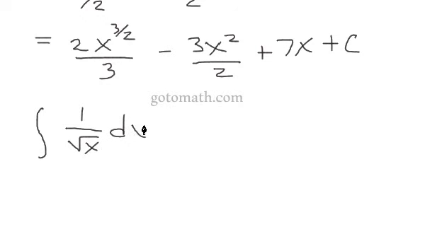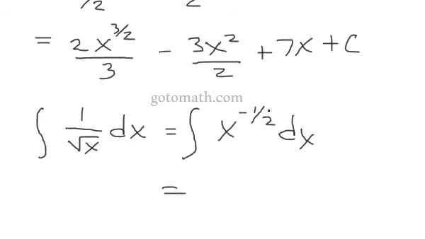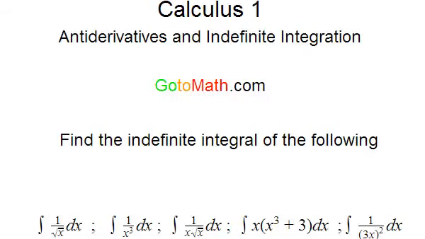Okay, what about this one? Well, a lot of times we have to rewrite it, and so this becomes x to the negative a half dx, and then we go from there, right? Adding 1 to the exponent and so forth. I'll let you work that one out. Hopefully you can get that worked out there and get the answer. Remember.